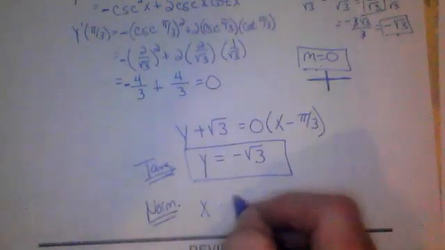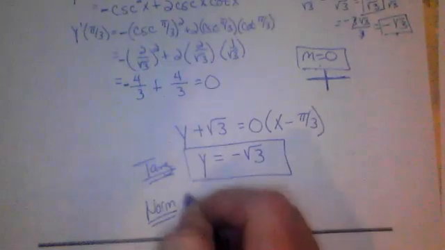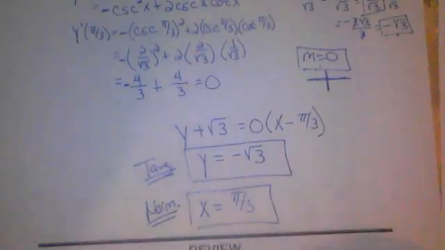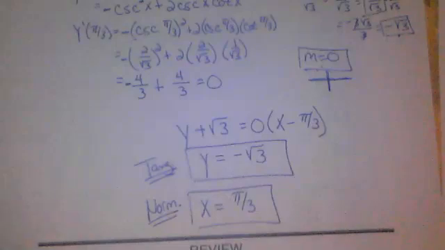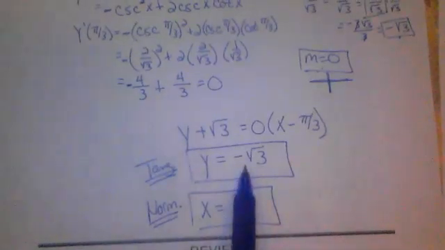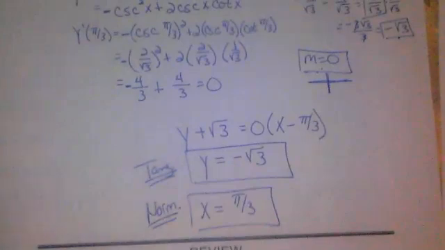So x equals pi thirds, because this is the point at which we were finding our equation anyway. So x equals pi thirds is just an undefined slope, which would be perpendicular to a zero slope.